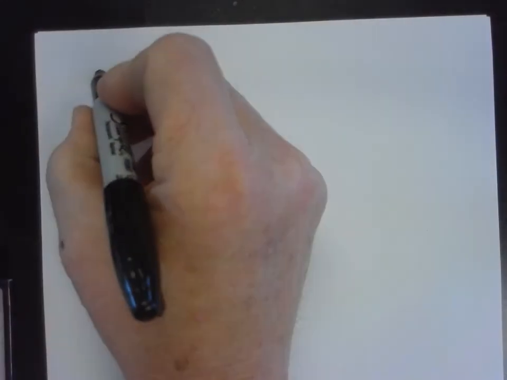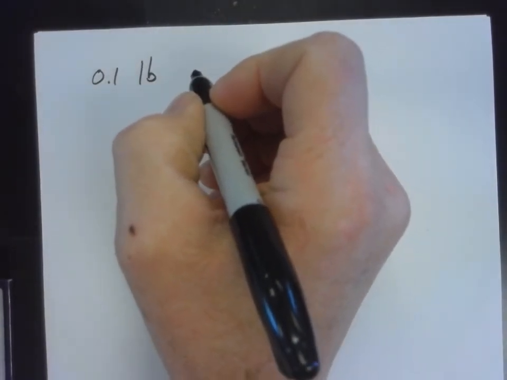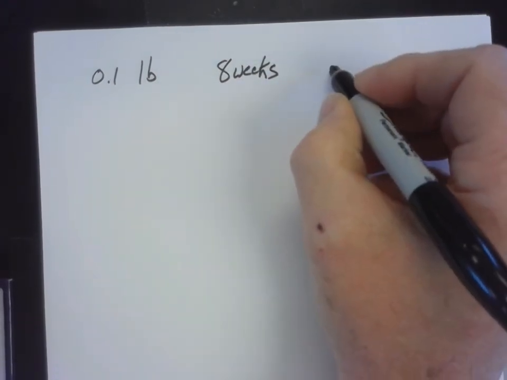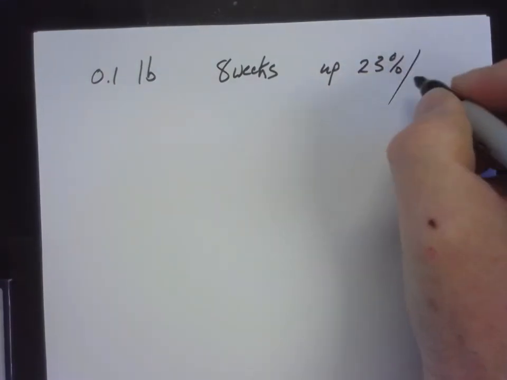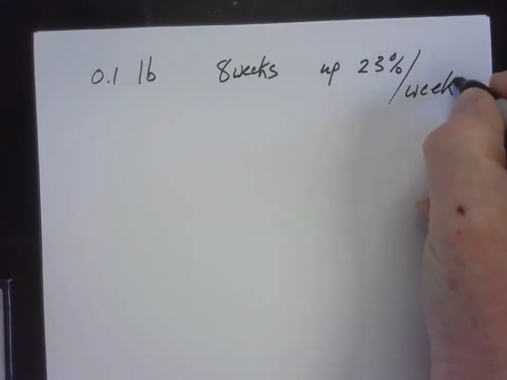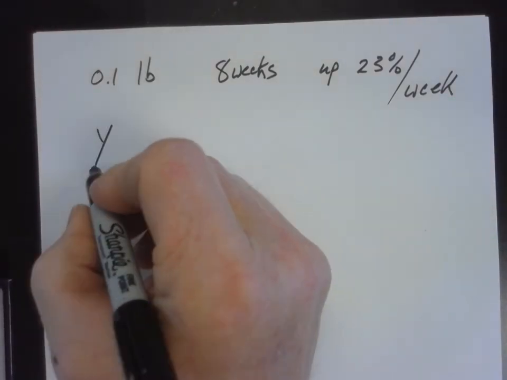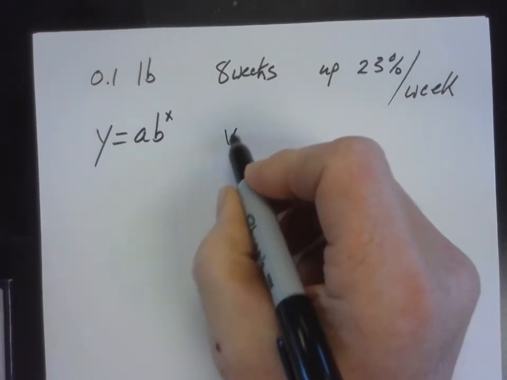Modeling and mathematics. A young chow catfish weighs about 1.1 pounds. During the next 8 weeks, its weight increases by about 23% each week. Okay. 8 weeks, it goes up 23% per week. Do you guys see how this is an exponential growth kind of thing? Yeah. Okay. So it's got to fit this function right here, or the one we just talked about.